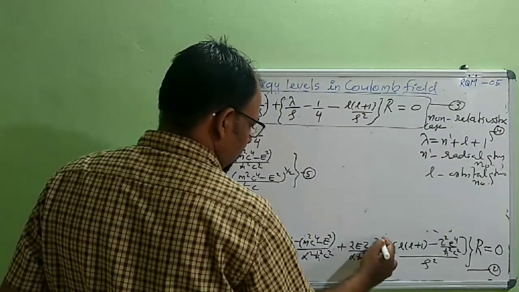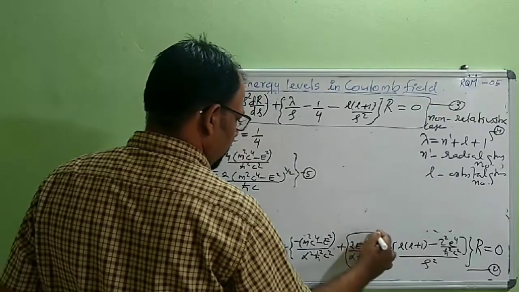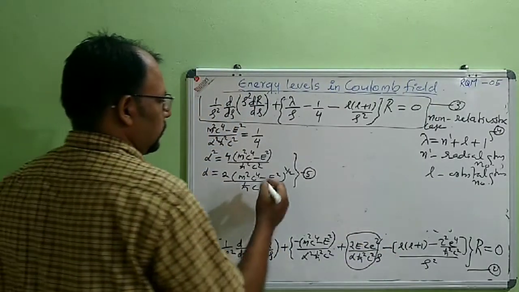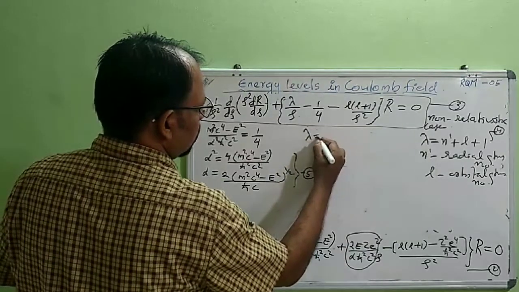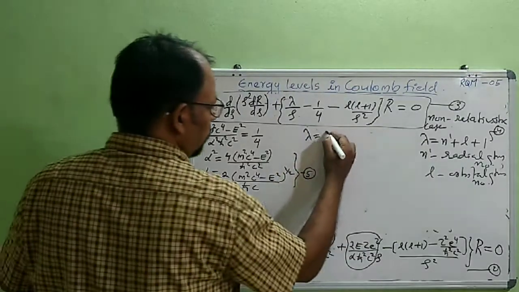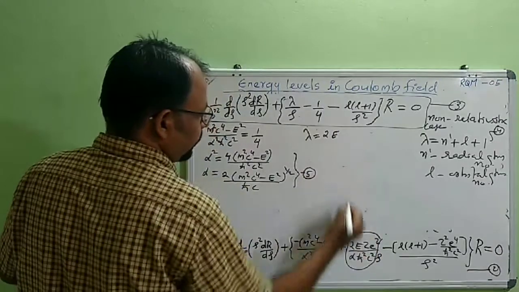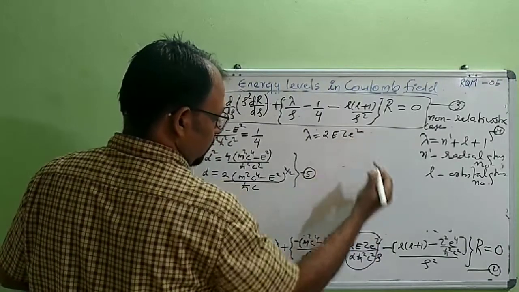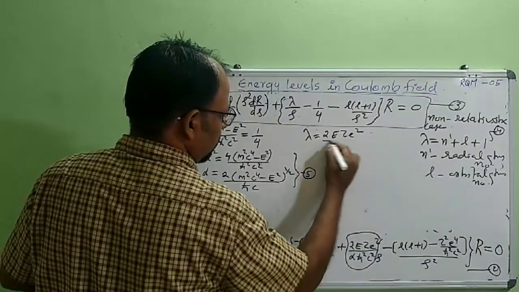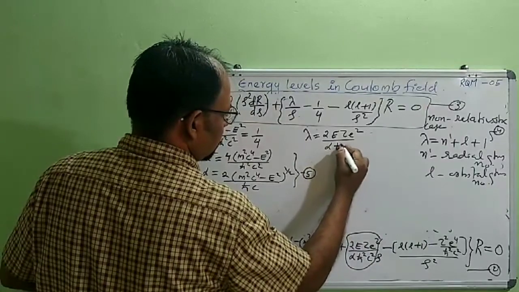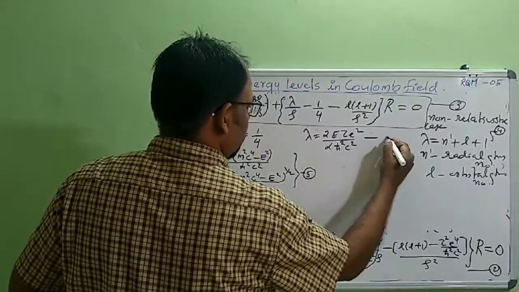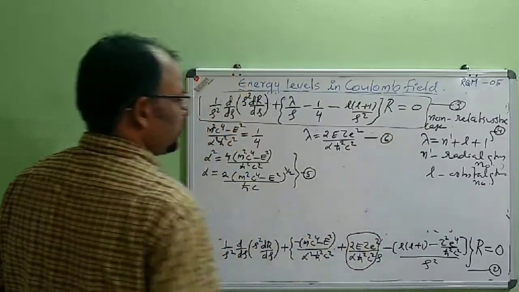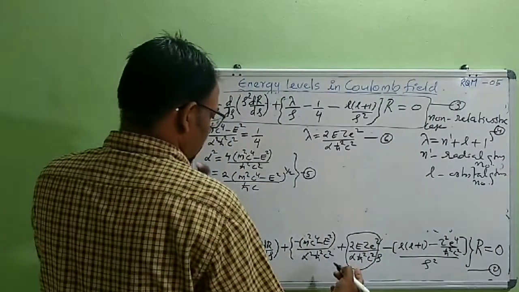So here I am taking the coefficient of 1 by rho as lambda. So the second equation I am writing, lambda is equal to 2e Z square by alpha h bar square c square, that is taken as lambda. Equation number 6. This equation is taken as lambda.